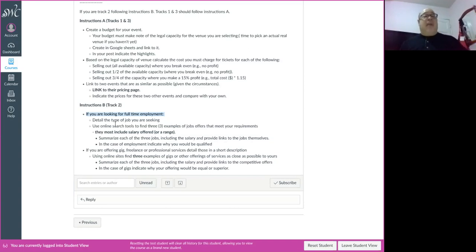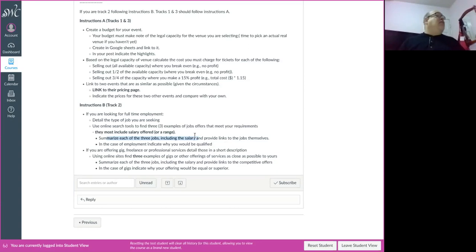But I want you to find 3 jobs that are close to your ideal job, where the job post online includes the salary offered. Then I want you to summarize each of the 3 jobs, including the salary. So just talk about the differences. Maybe one's for a large company, maybe they're all for large companies or small companies, maybe they're startups. So kind of explain the differences, strengths and weaknesses, that sort of thing, and indicate why you would be qualified for these jobs. And if there's something that you have that's missing, you can talk about that as well.